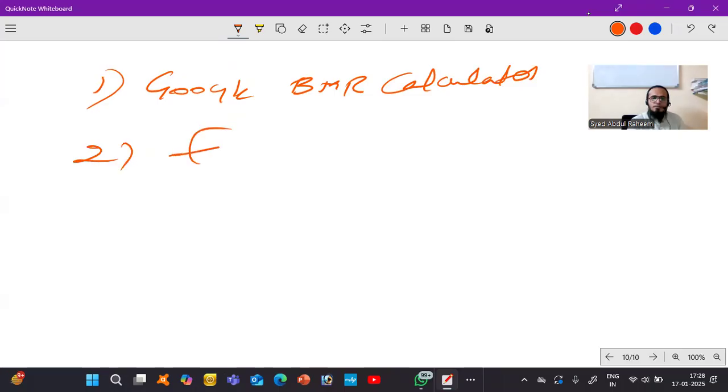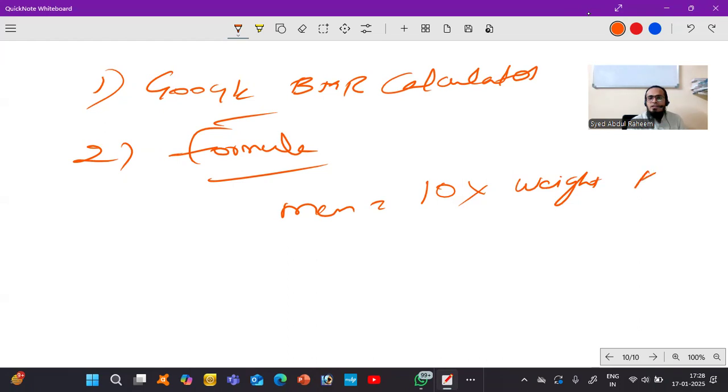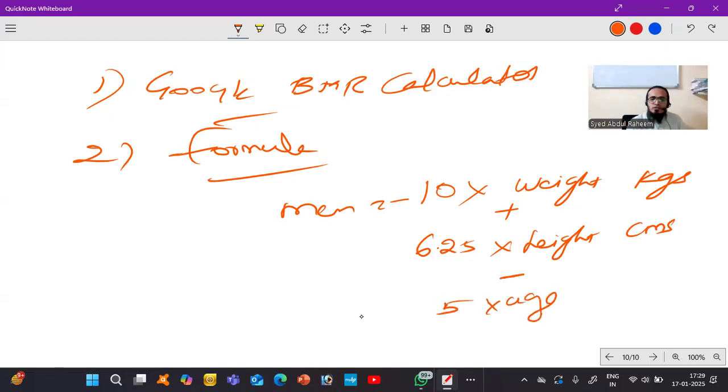Next is the formula. Some books give the formula. I am writing it here. For men, you multiply 10 by weight in kgs. If anyone wants to know their BMR, please send your weight in the chat box. Then plus 6.25 into height, where height is in centimeters, minus 5 into age, plus 5.